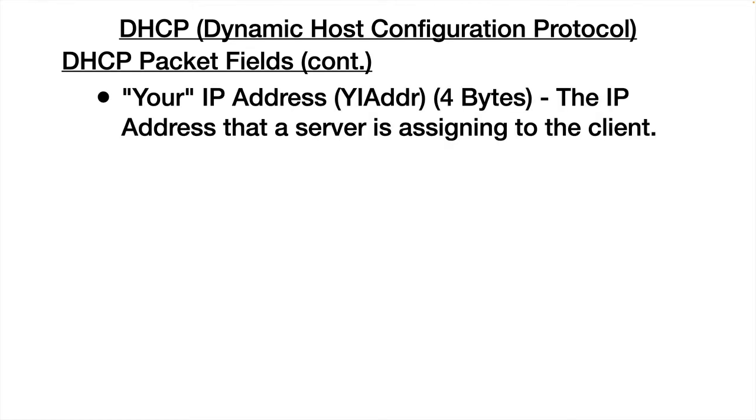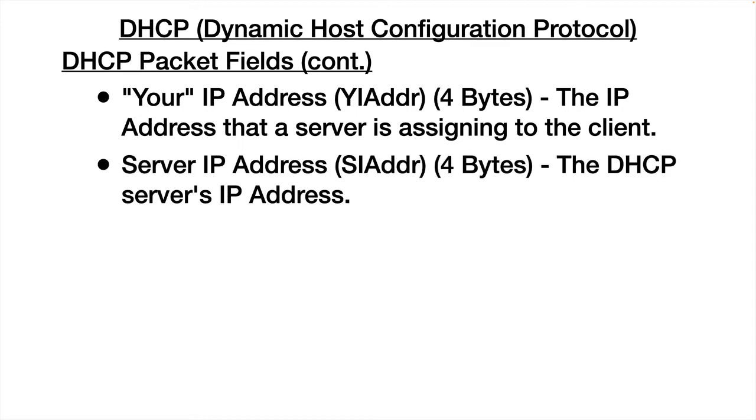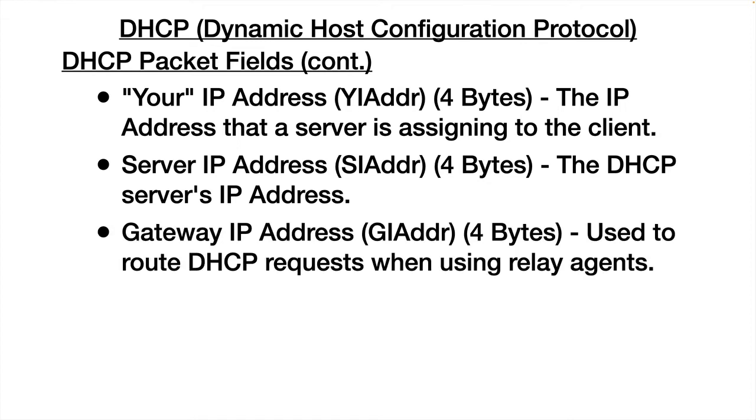We have something called your IP address. This is the server coming back and saying, this is what I'm assigning as your IP address. So that's what the client should set its IP address to. The server IP address, if the server chooses, it can put its IP address in these 4 bytes. We have the client hardware address, we have the gateway IP address, which is 4 bytes.